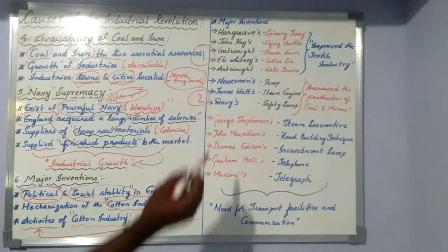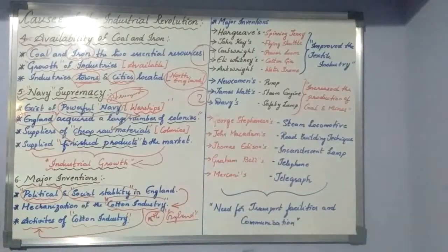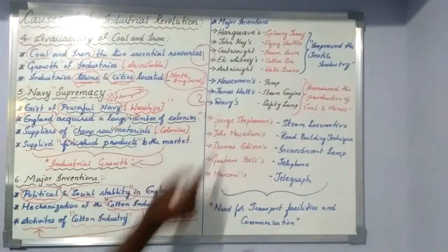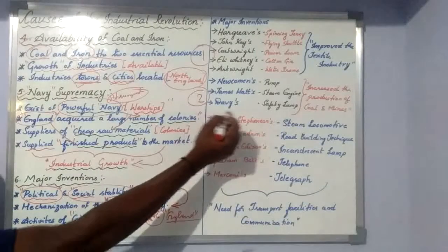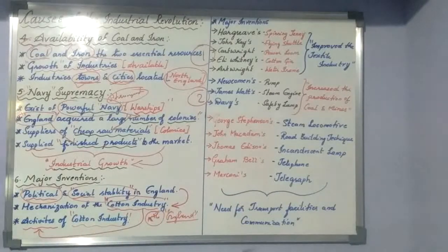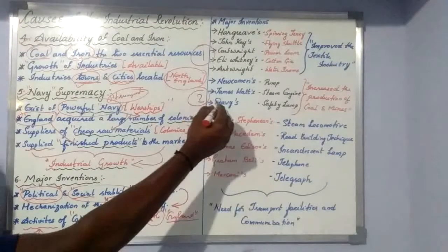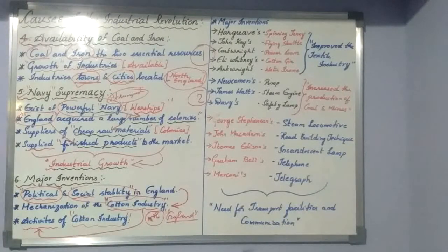So for that purpose, Newcomen came out with a pump, James Watt came out with a steam engine, and Davy came out with a safety lamp. With these three inventions, the production in coal and mines started to increase day by day. That is also one area where they thought of having development.